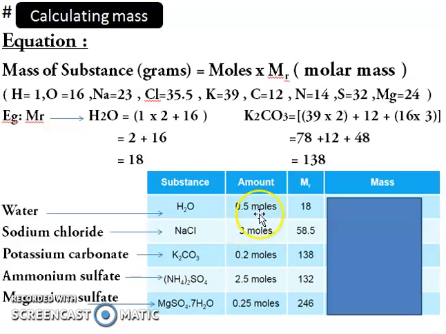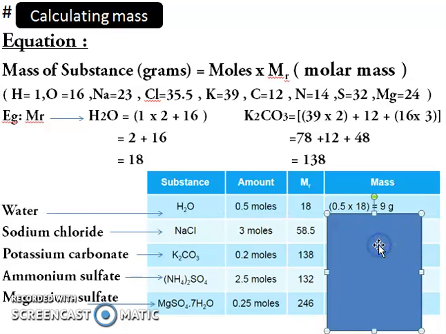Now let us see the calculation. Now see, the amount is given in moles and this is the molar mass. Apply in this equation. What will be the answer? That is 0.5 into 18. What will be the answer? Come on, tell me. 0.5 into 18. Yes, 9 grams. See, 0.5 times 18. Your answer will be 9 grams. You are calculating mass. Okay.